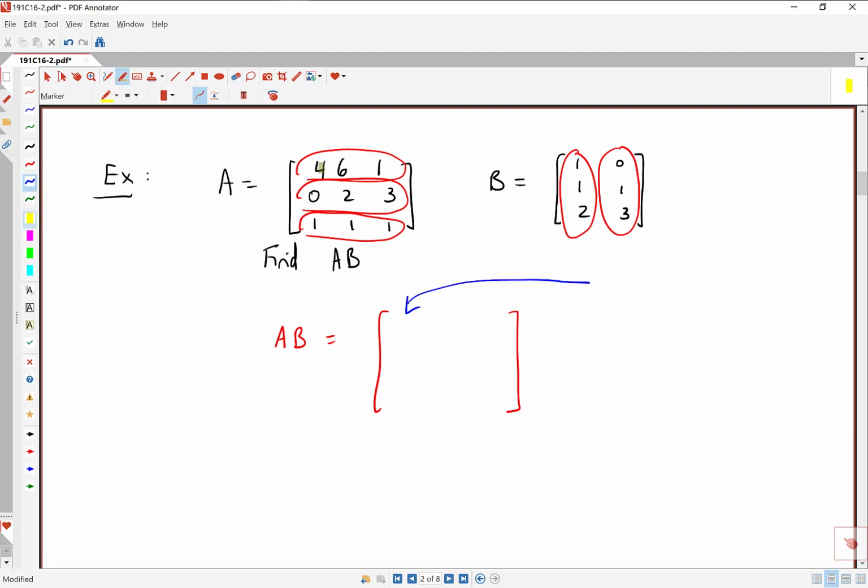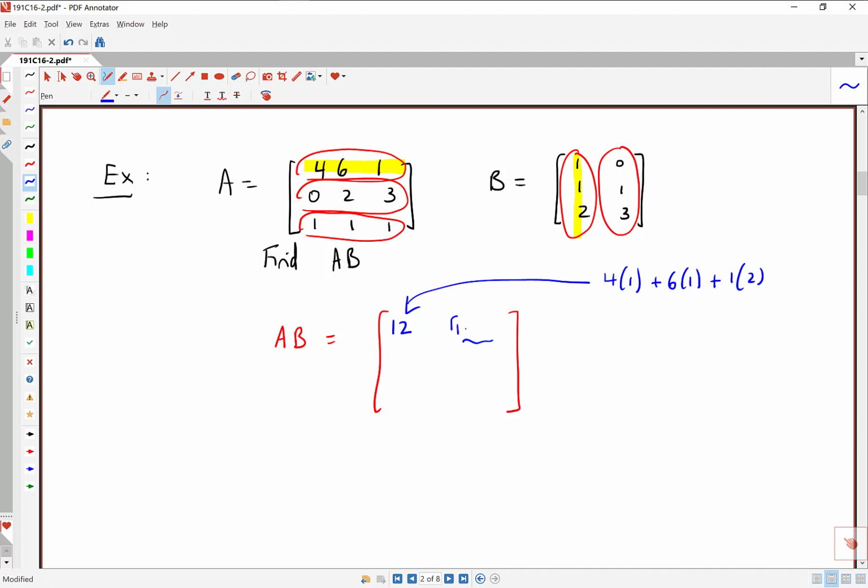So I'm going to highlight the first row of A and the first column of B, and we're just going to do that dot product. So we'd multiply the 4 times the 1 plus the 6 times the 1 plus the 1 times the 2. So that would give us 12. And then if we wanted to move over to this position, well, we'd say that's row 1, column 2 position.